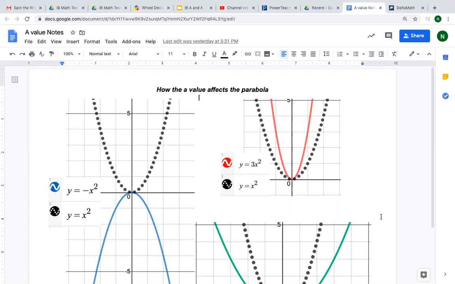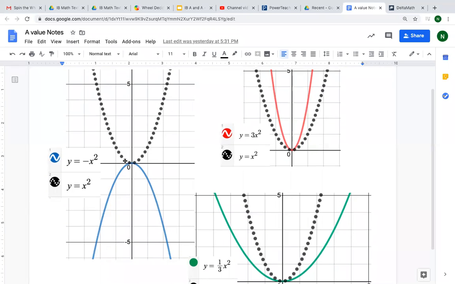How the a value affects the parabola. So the a value is the thing in front of x squared. If we make it negative, this black dotted graph is the original x squared, and making it negative flips it upside down. Does that make sense to everyone?